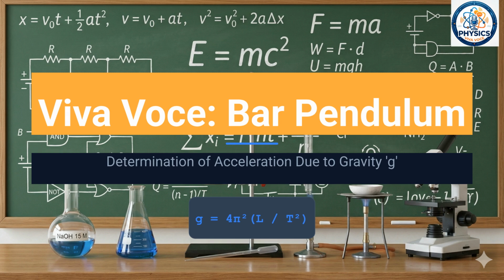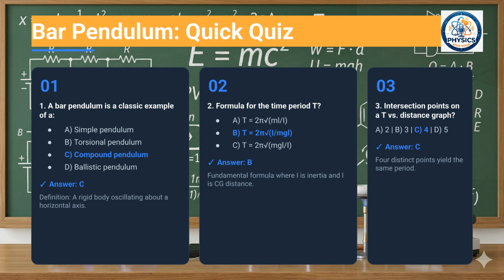Welcome to this video on the Bar Pendulum experiment, focusing on the determination of the acceleration due to gravity, g. The key formula we will explore is g equals 4 pi squared L/T squared. Let's test your knowledge with a quick quiz.